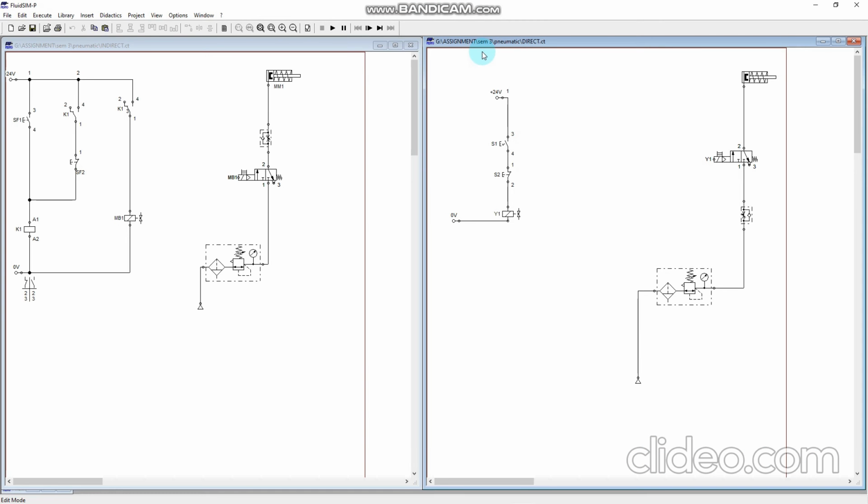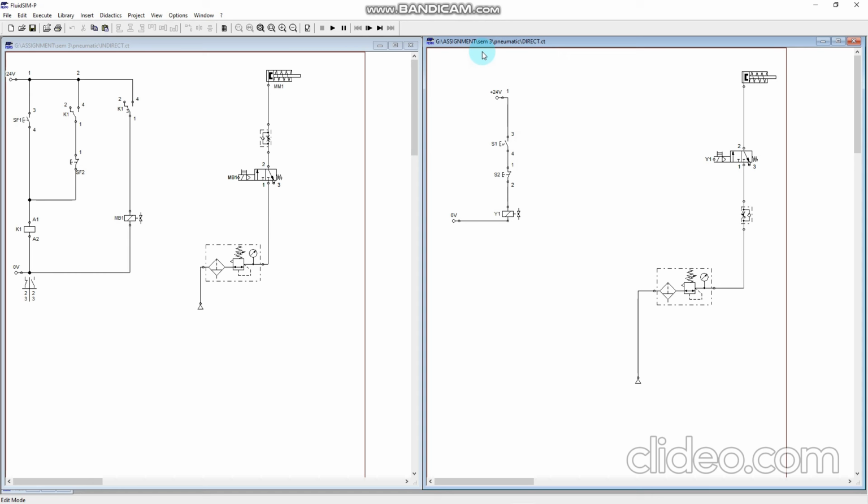Today I will explain about direct and indirect control valve. On the left side was indirect control valve, and on the right side was direct control valve. The difference between these two was that the indirect control valve has a relay, and the direct control valve does not have any relay.